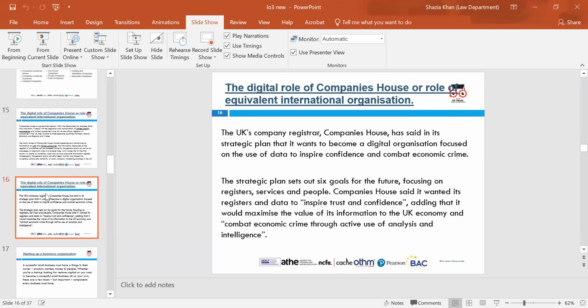The UK's Registrar Companies House has said in its strategic plan that it wants to become a digital organisation focused on the use of data to inspire confidence and combat economic crime. The strategic plan sets out 6 goals for the future, focusing on registers, services, and people. Companies House said it wanted its registers and data to inspire trust and confidence, adding that it would maximise the value of its information to the UK economy and combat any sort of economic crime through active use of analysis and intelligence. And what kind of crimes can be combated?